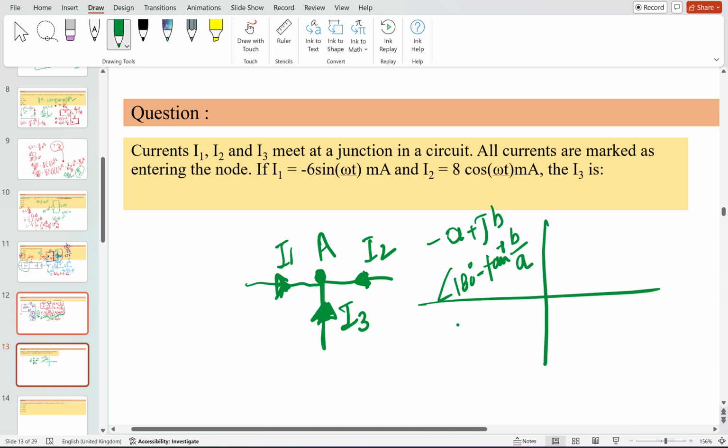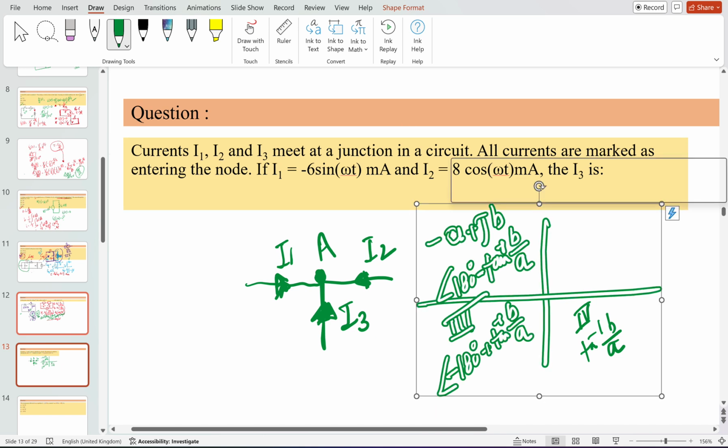Okay, if it is in the third quadrant, then the angle will be simply equal to minus 180 degrees plus tan inverse b by a. If it is in the fourth quadrant, it is simply tan inverse b by a. You can see that lecture where I have explained this in the third or fourth tutorial session, in more detail by taking a question itself.